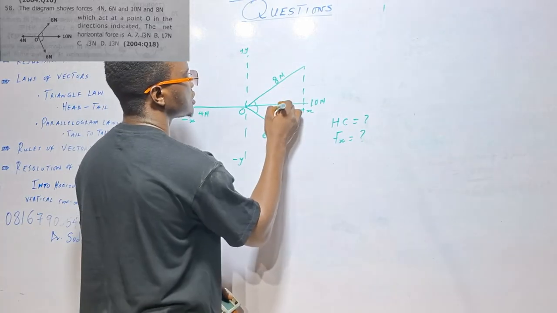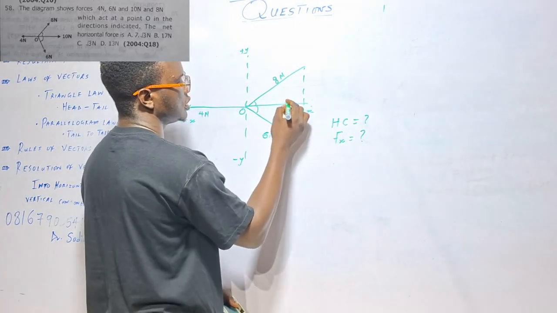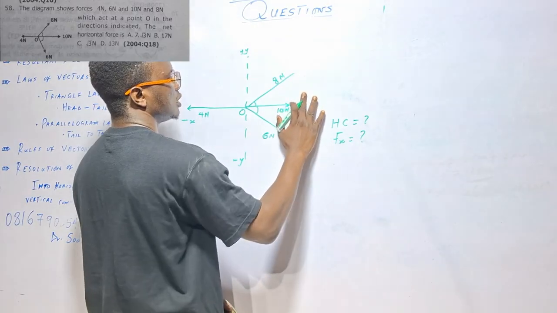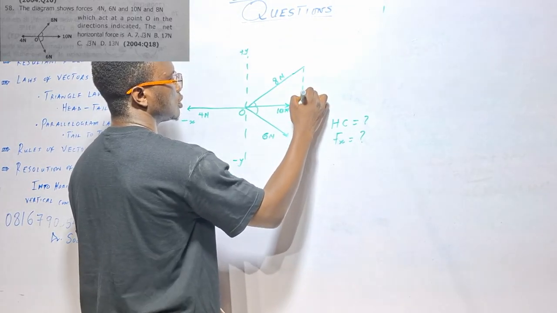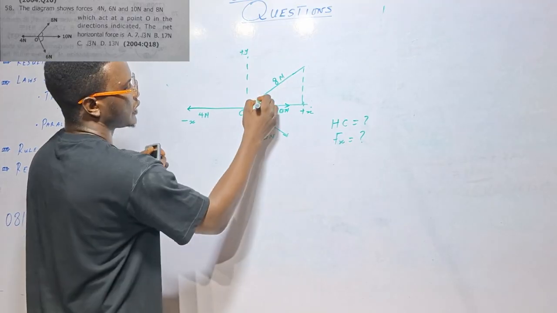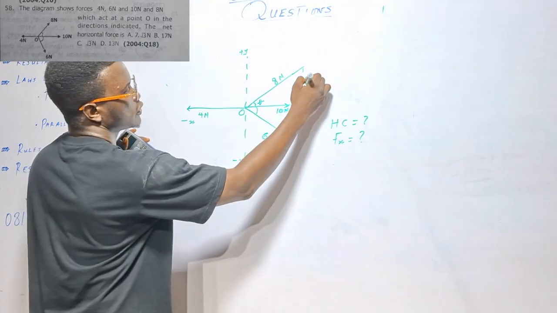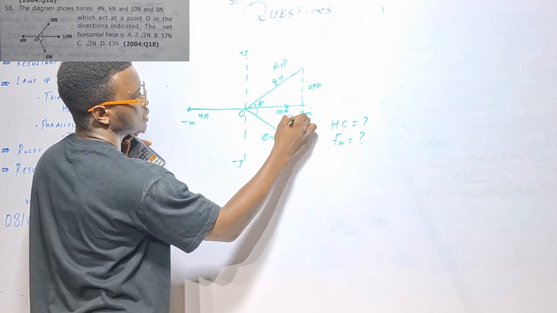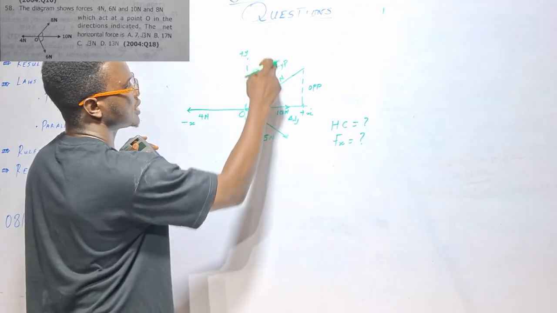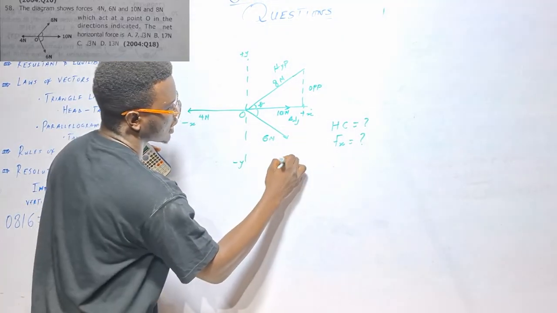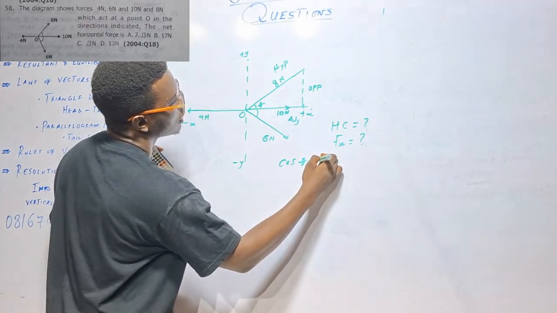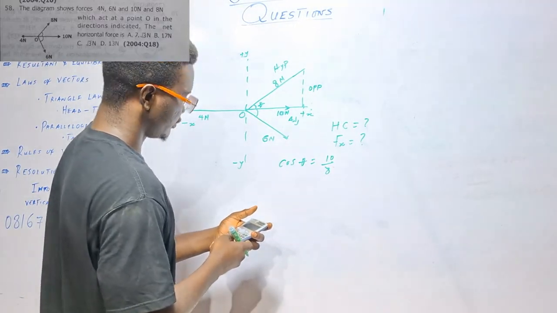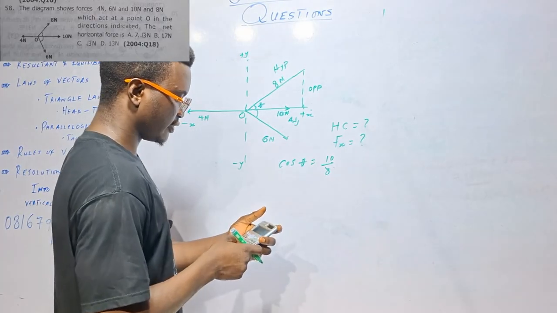So now, if this line here is 10 Newton and this line here is 8 Newton, then we want to know this angle. If I call this angle theta, this is opposite, this is hypotenuse, this is adjacent. What relates adjacent and hypotenuse is cos. So I can say cos theta is equal to adjacent over hypotenuse. That's 10 divided by 8, and that's 1.25.